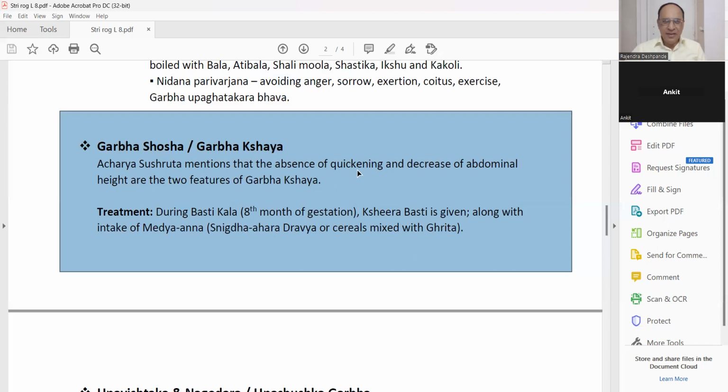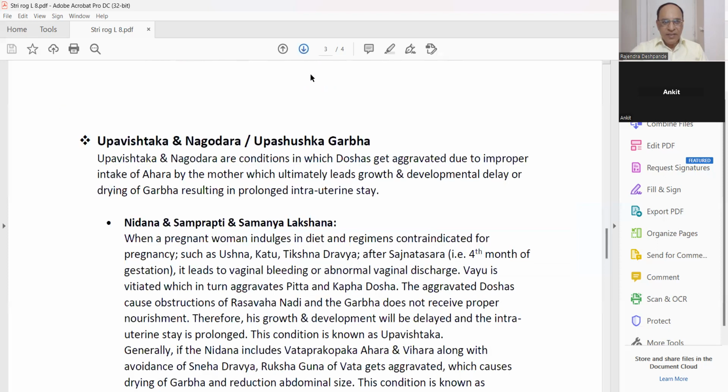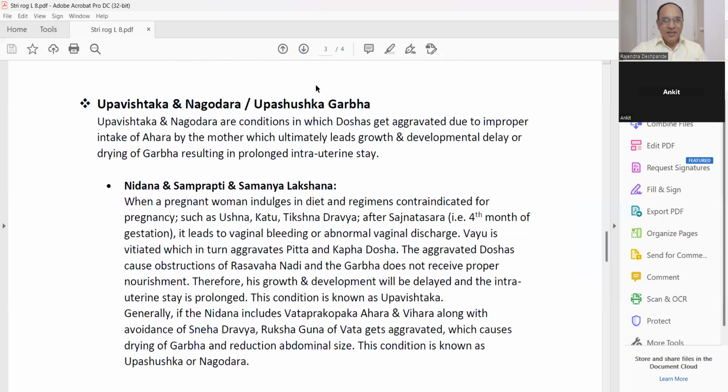Treatment: during the Basti Kal, that is the 8th month of gestation, Kshira Basti is always given. Kshira Basti, Bruhana Basti, please write down. Kshira Basti with milk, along with intake of Medhya Anna, that is Snigdha Ahara Dravya or cereals mixed with Ghrita. Best Rasayana, Ghrita, ghee. Now I will go further.